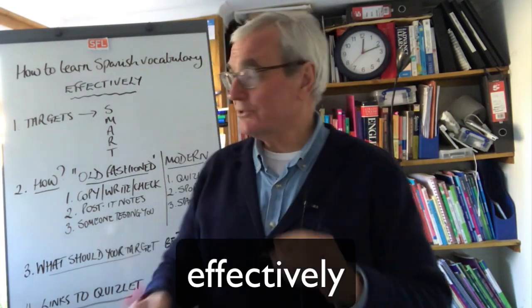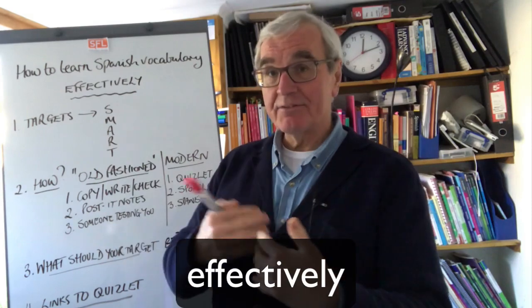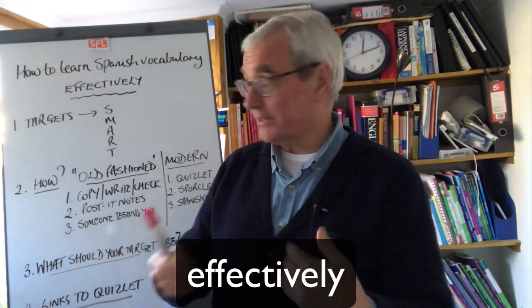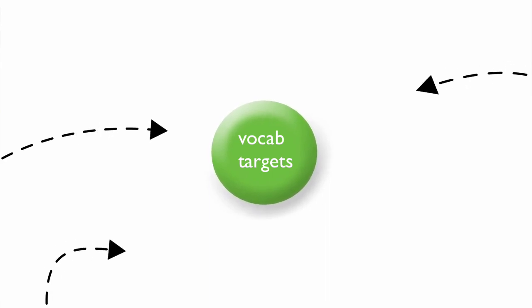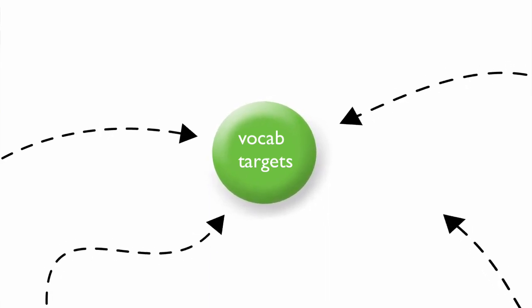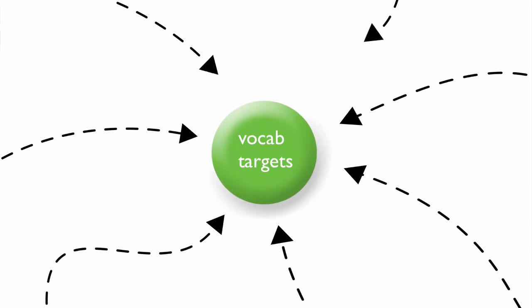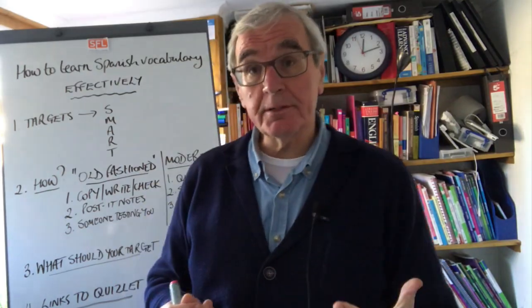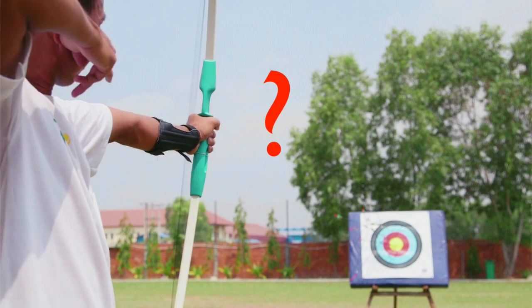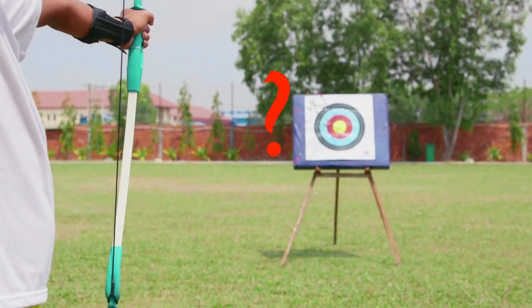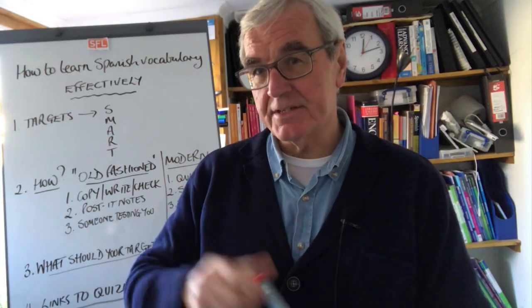Now, the first thing we're going to talk about is actually having some targets for learning vocabulary, and then I'm going to break it down into what you can actually do and how you can do it. And I'm going to look at an old-fashioned way of doing it and perhaps a more modern way of doing it. And then perhaps at the end we can talk about, well, what should your target be? And that's something that you should take some ownership of. But having said all that, let's get going into the meat of this video.